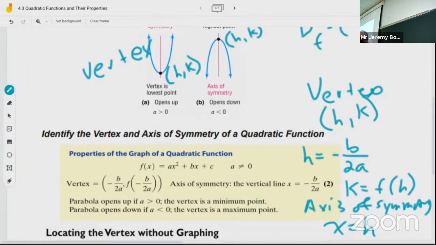Don't forget that x is equal to. In the homework, it may write it for you and just ask for the value to be plugged in there, but it's always been a problem on paper tests. You forget to write the x is equal to. It's an equation of a line. We want x is equal to h.